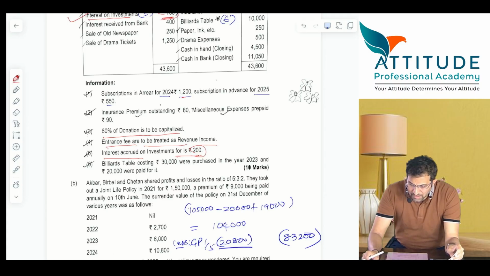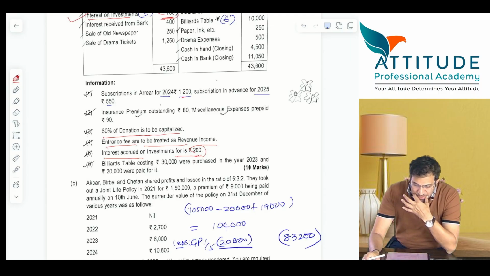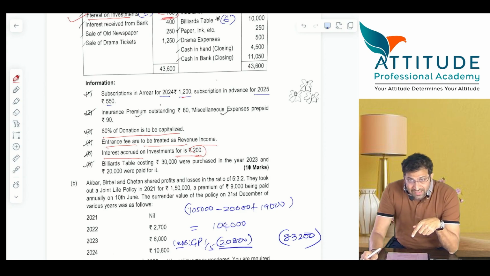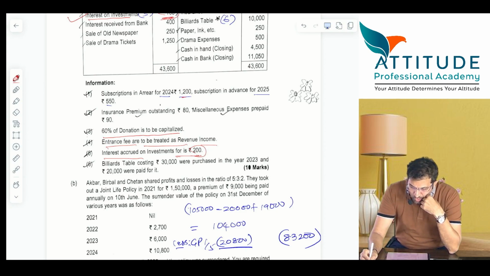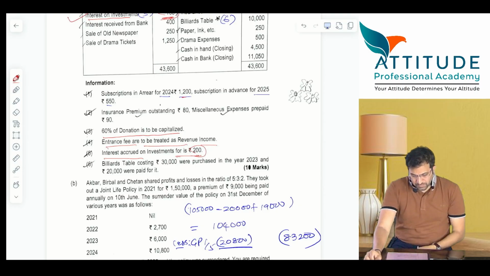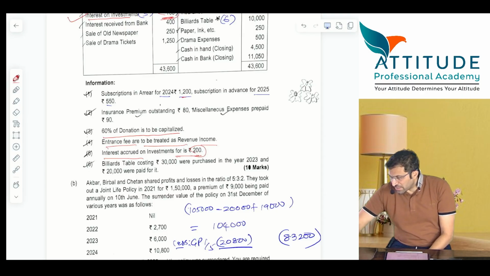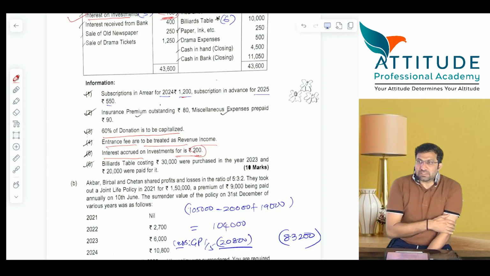So right there, by interest on investments, 100 plus 200, 300 in the outer column of your income and expenditure. This 200 is receivable, it will come as an asset. Go to the asset side, interest accrued on investment 200. Is that clear?